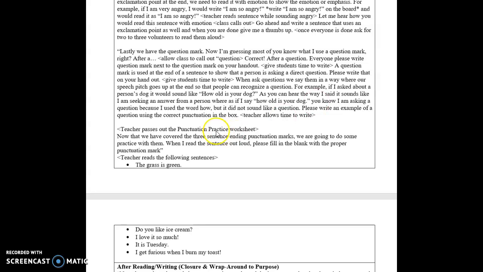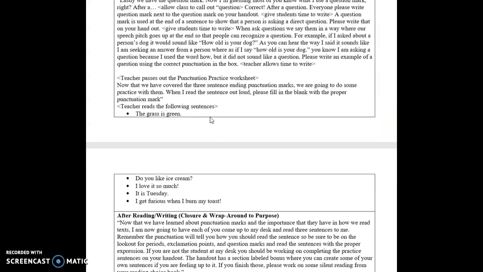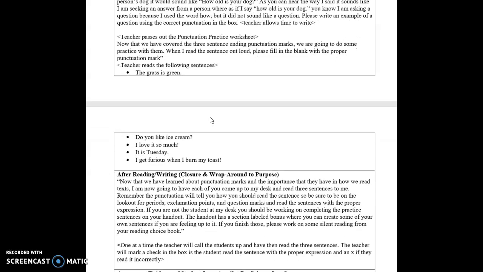Please write an example of your question with the correct punctuation in the box. And allow them time to write.